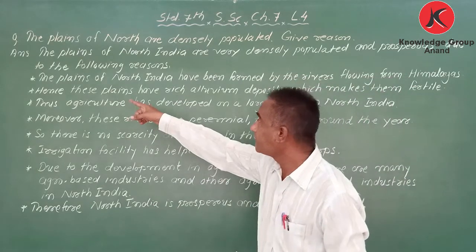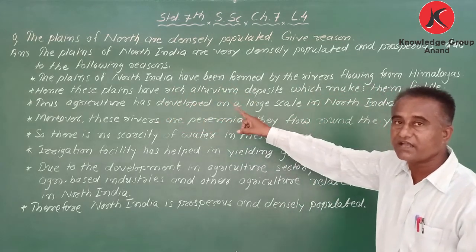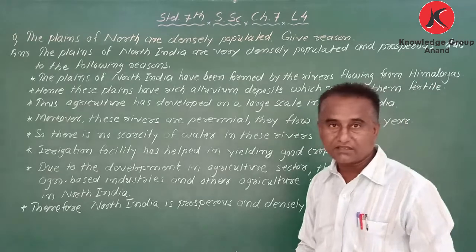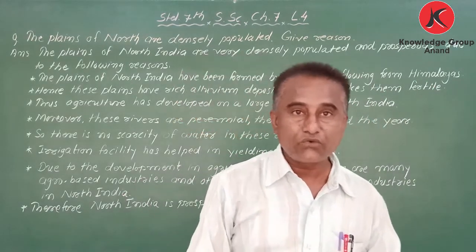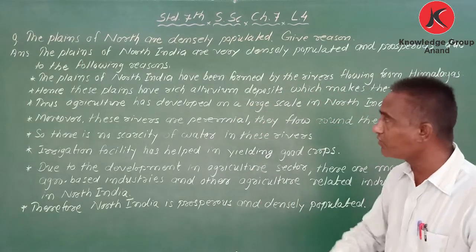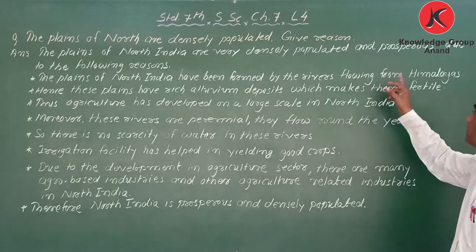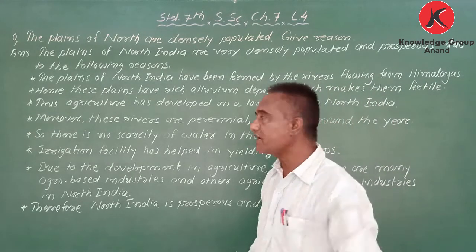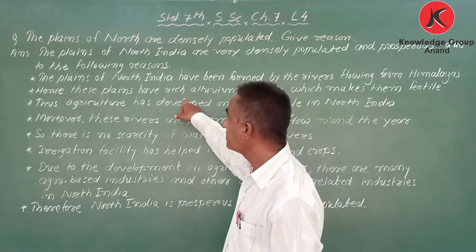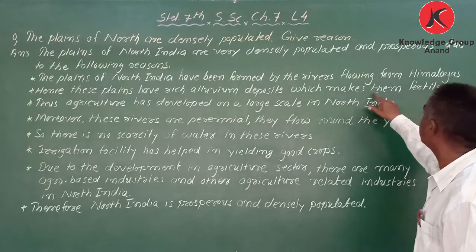Number one, the plains of North India have been formed by the rivers flowing from the Himalayas. The river which starts from the Himalayas forms the plains of North India. Got it? That is the first point. Second point: hence, these plains have rich alluvium deposits which make them fertile.